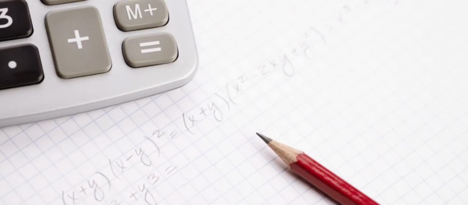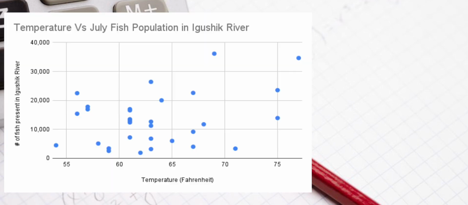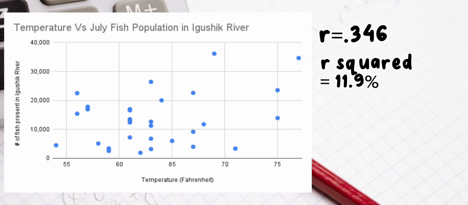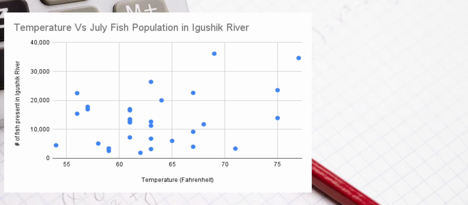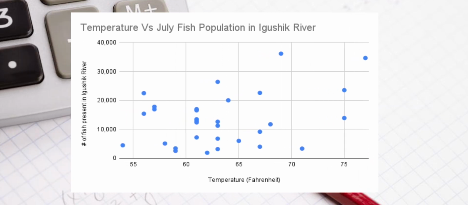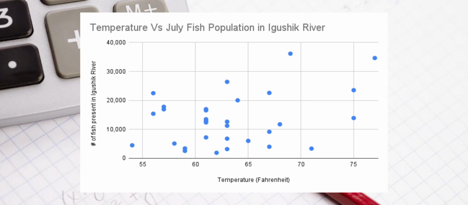Perfect. We also looked up the temperature in Fahrenheit corresponding to each day, which resulted in this graph. The graph shows an R value of 0.346 and an R squared value of 11.9%. There is a weak positive linear correlation between the number of fish in the Agushik River per day in July and the temperature. While the correlation isn't major, we can still use it to predict what the number of fish may be when Mr. Shaw goes fishing.